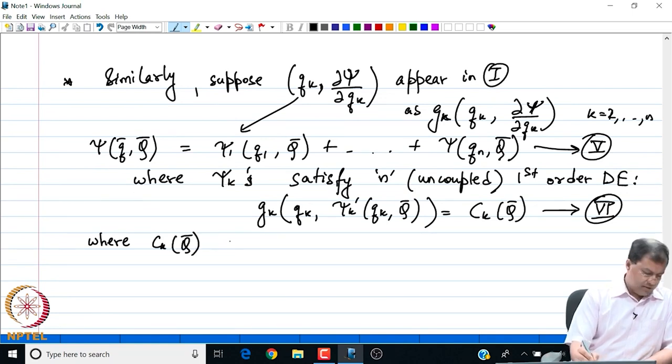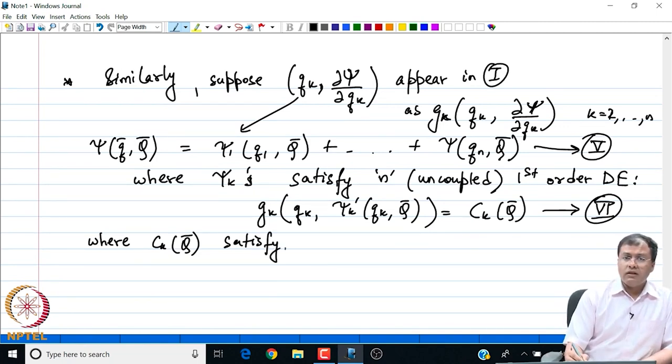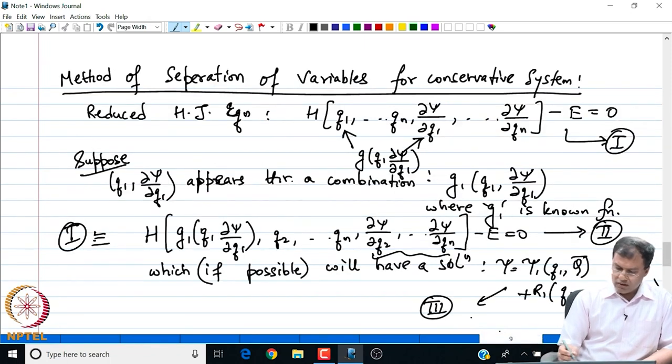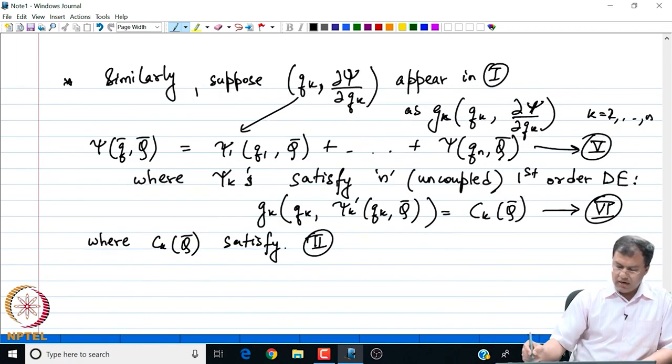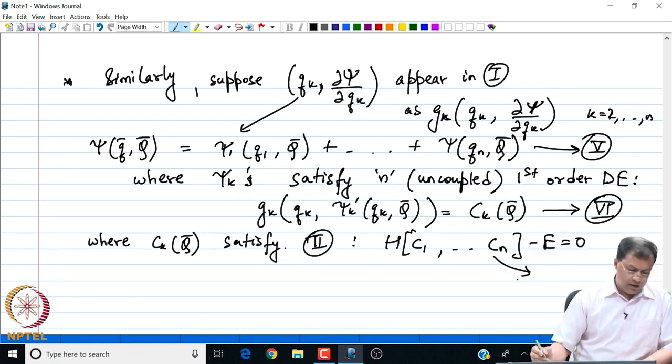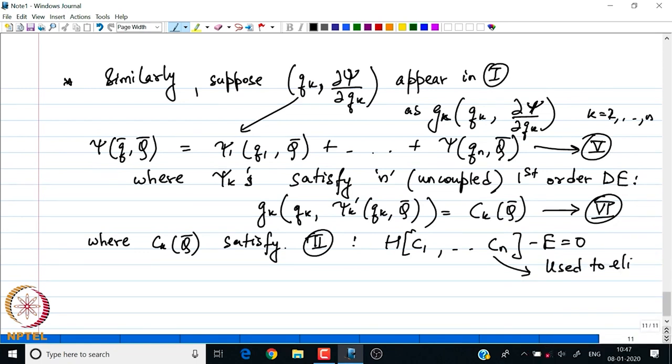So, the c k, the constants, satisfy our original Hamilton-Jacobi equation, the reduced Hamilton-Jacobi equation. So, they satisfy 2, right. So, what is 2? So, 2 is this quantity. Instead of the g k, I replace the g k by c k. So, they satisfy 2, which means that H of C1, C2, Cn minus E is equal to 0. Essentially, this equation is used to eliminate one of the c i's. So, the c i's are not completely linearly independent of each other, but there is one linear dependence with which we can eliminate one of the constants.